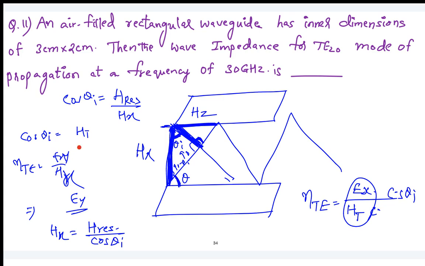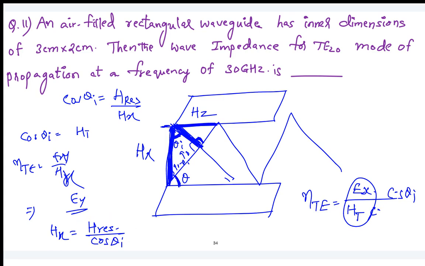In order to get hx, see here, this is your hx component and this is your resultant magnetic field. So if I know the angle here, because this is already theta I, so this is 90 minus theta I. So this is going to be theta I. So when you are applying the value of cos theta I here, that will be equal to the resultant magnetic field divided by hx. So I can say hx component can be written as whatever the resultant component, divided by cos theta I.